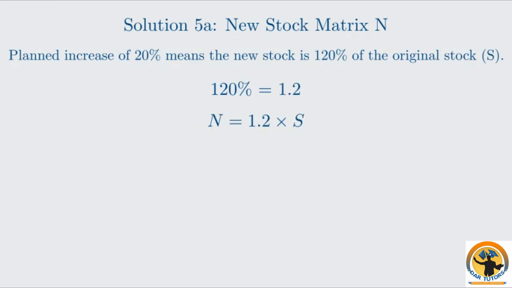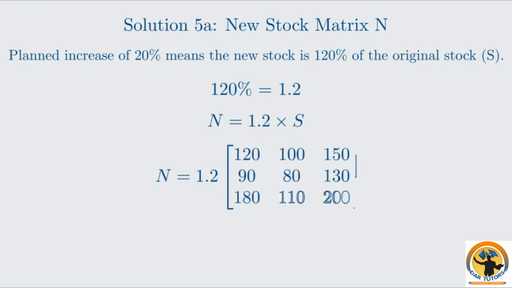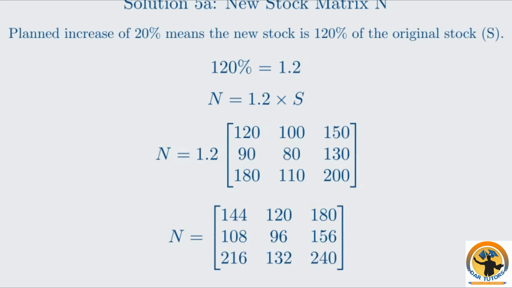We can represent 120% as the decimal 1.2. So we need to calculate 1.2 times S. We multiply every element in matrix S by 1.2. For example, 1.2 times 120 is 144, and so on. The result is our new stock matrix, N.